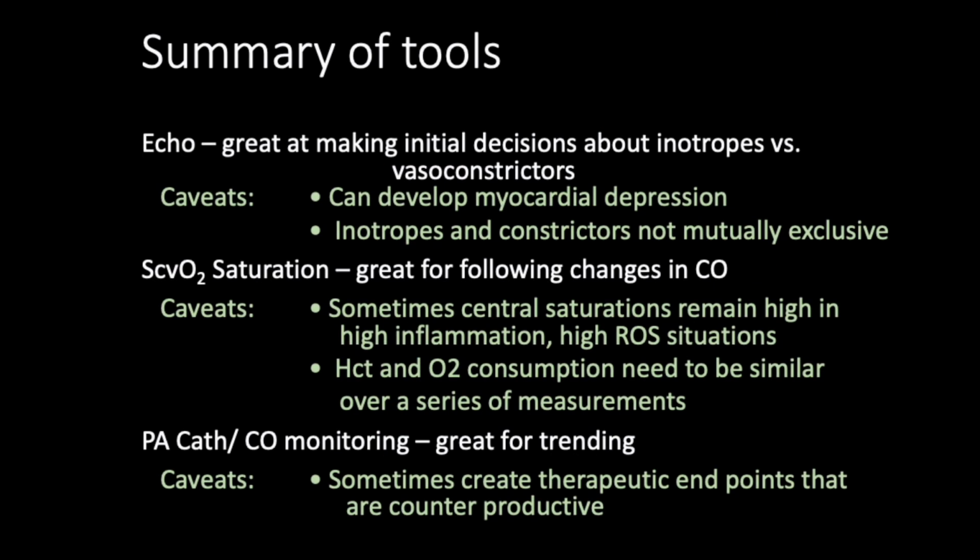So just a summary of tools that we've talked about in evaluating whether patients need inotropes or vasoconstrictors. I think the whole world is turning toward echo. I'm a huge proponent of that myself. It's great at making initial decisions about inotropes versus vasoconstrictors, but a couple of caveats need to be kept in mind. One is sometimes if you're just looking at the heart, you might miss some valvular pathology that's important.